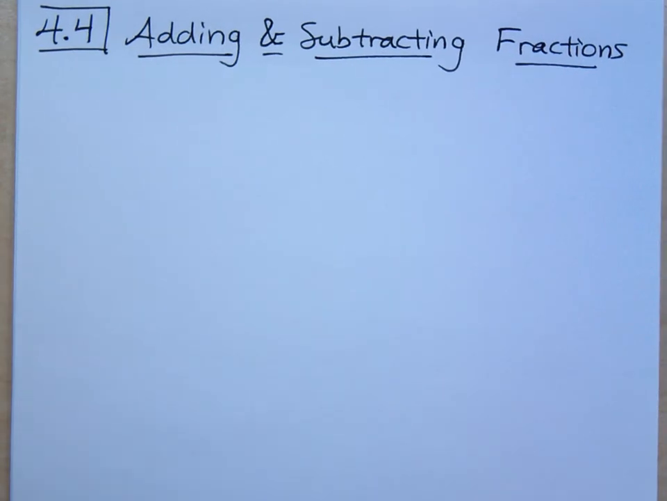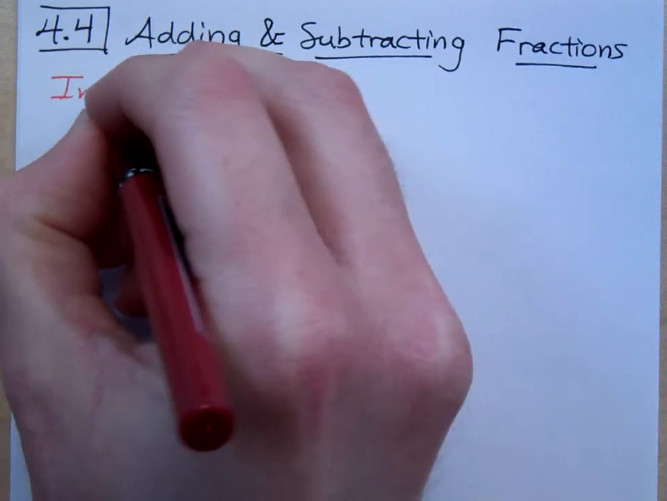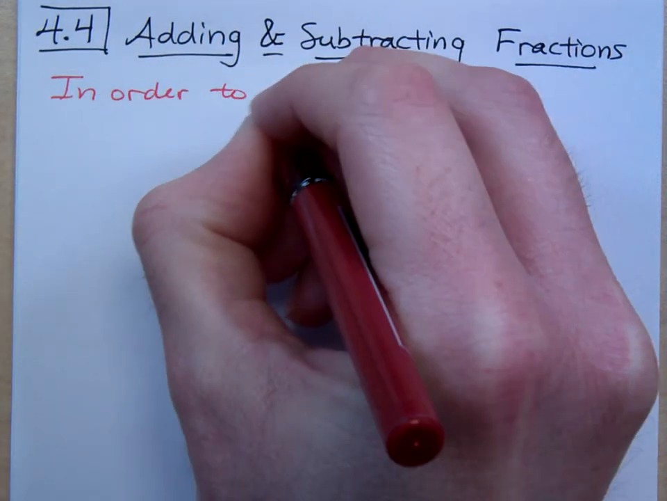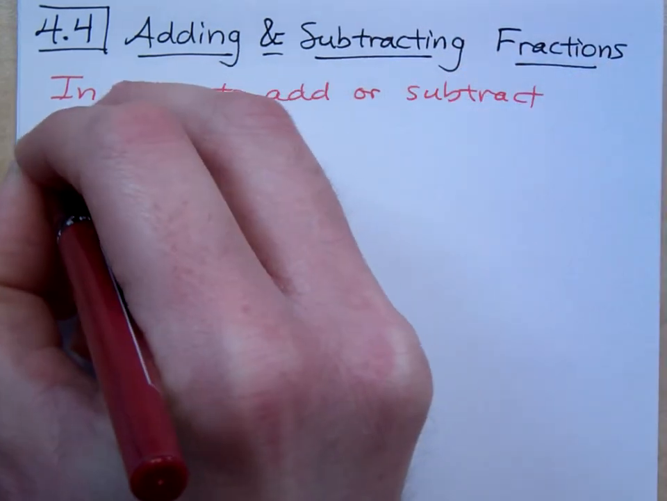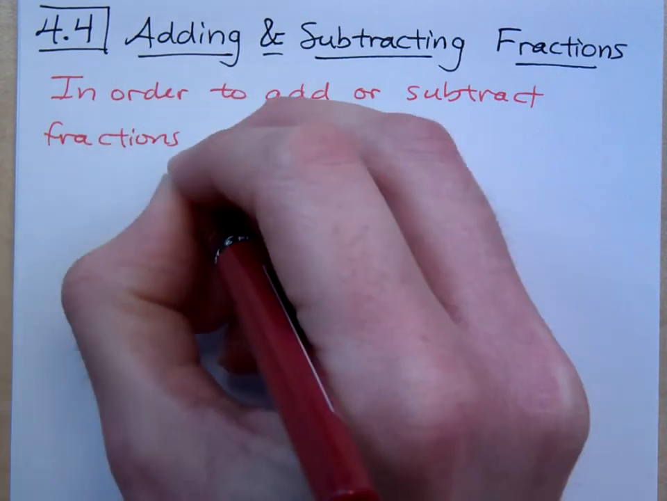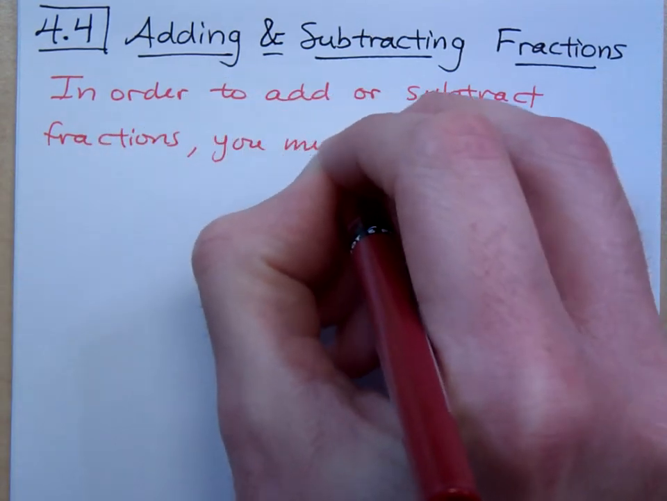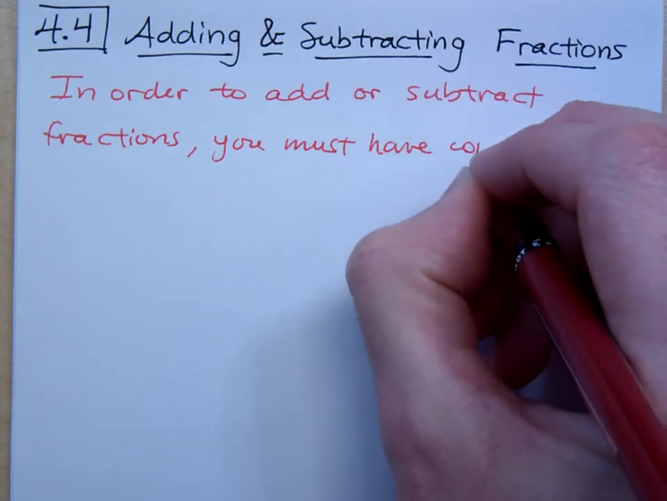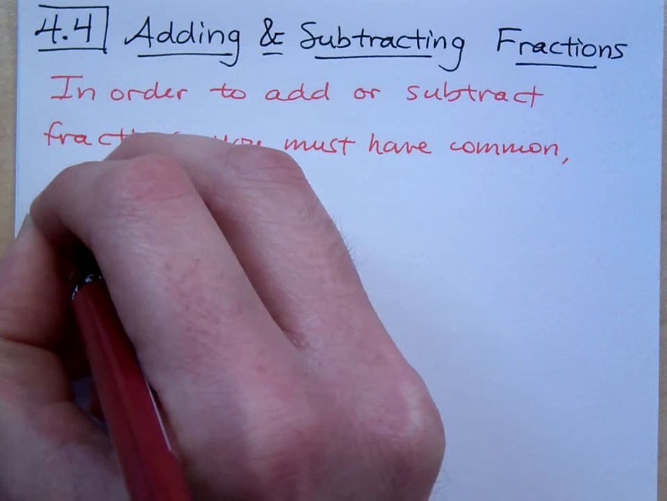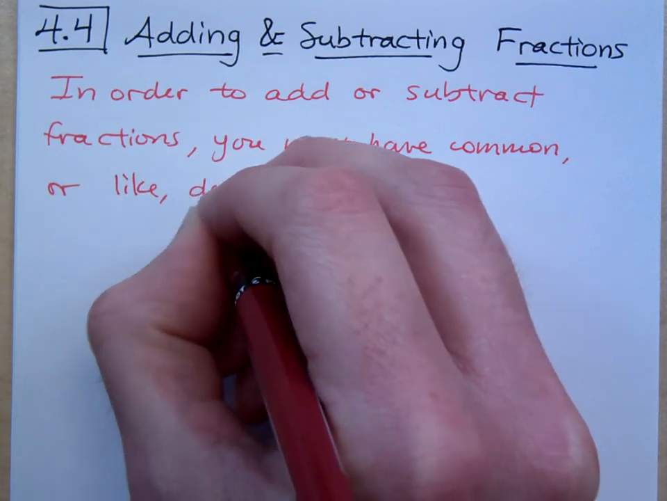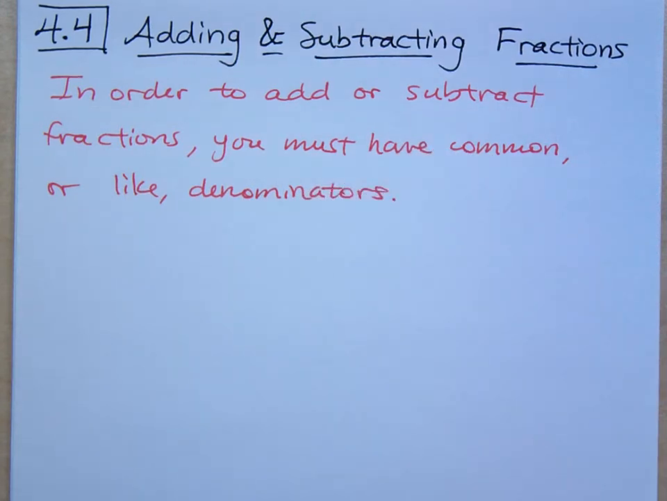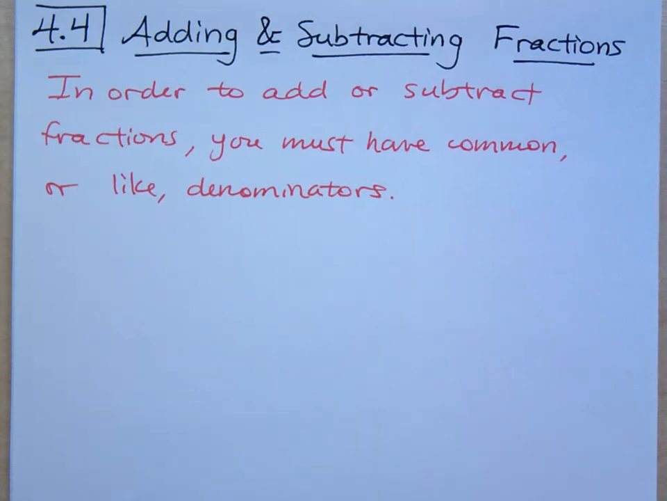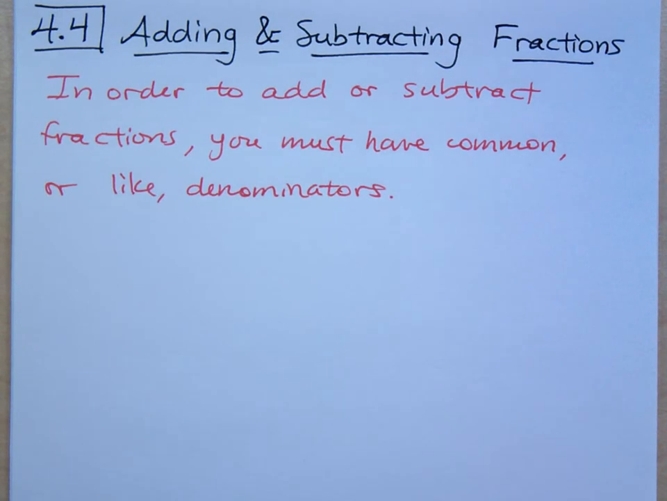In order to add or subtract fractions, you must have common, or we may say like, denominators. If you're going to add or subtract fractions, you must have common denominators. This is just like what we talked about before with like terms. You can add and subtract like terms, but they have to be alike.